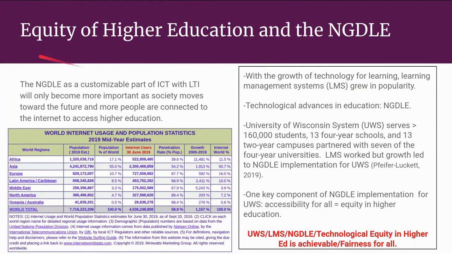As we get to this slide here, the equity of higher education and the NGDLE, and this graph here, we see that the penetration rate of ICT and the internet has grown a lot in the time period from 2000 to 2019. However, the penetration rate is still under 60% globally. So it's important that the NGDLE as a customizable part of ICT with learning tools interoperability will move the future, as society moves toward the future, more people are connected to the internet to access higher education, that this availability is for everyone to help close that digital divide.